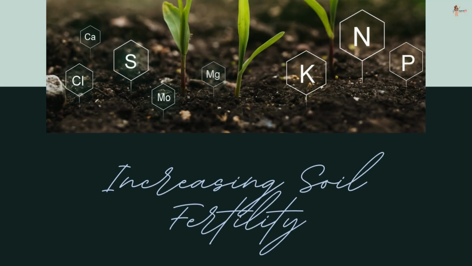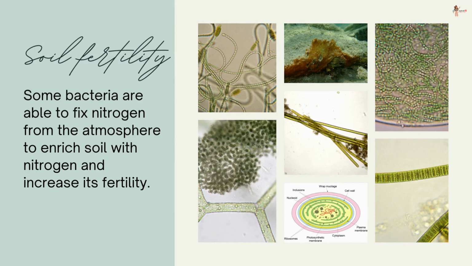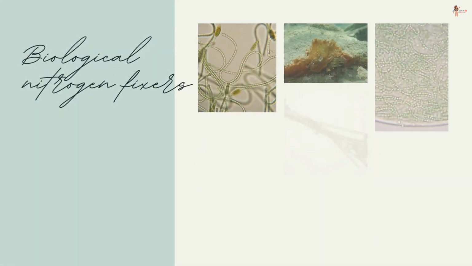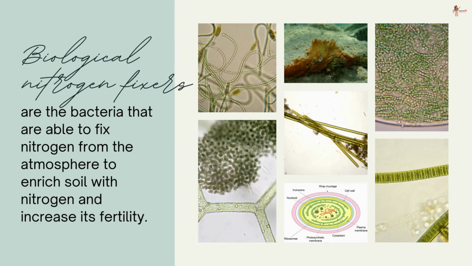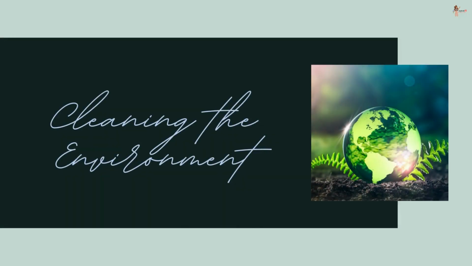Now, let's see increasing soil fertility. Some bacteria are able to fix nitrogen from the atmosphere to enrich soil with nitrogen and increase its fertility. These microbes are commonly called biological nitrogen fixers. For example, the nitrogen fixing cyanobacteria or blue green algae. Next is cleaning the environment.